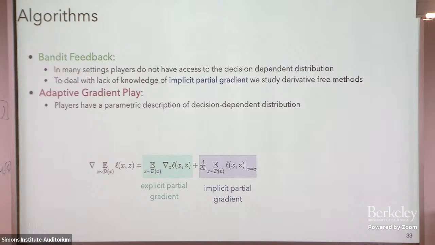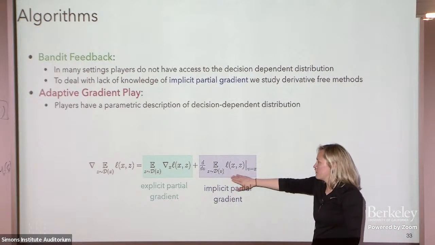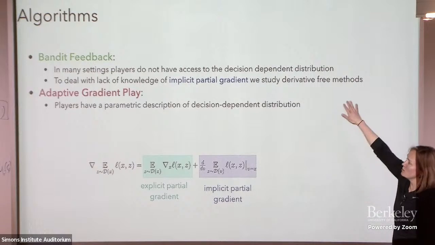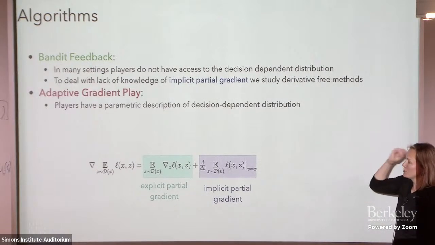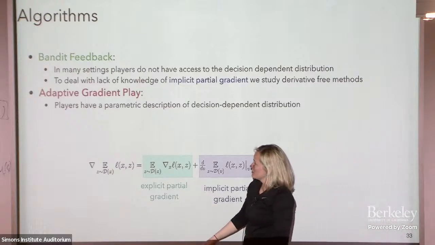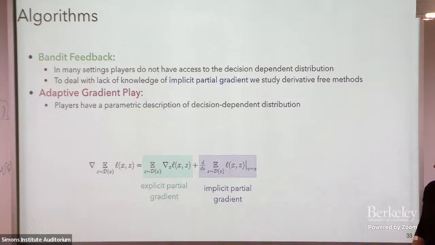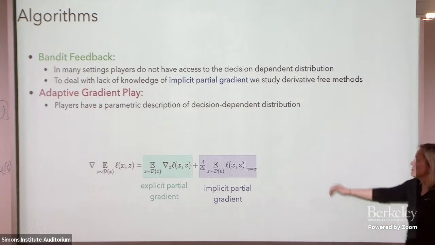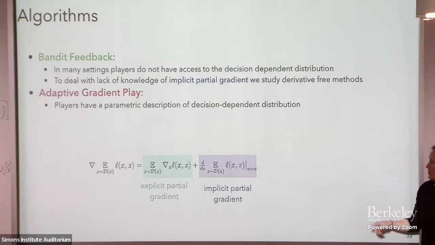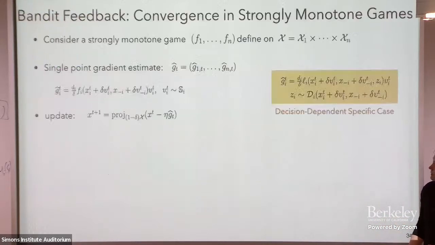Okay, so we're going to talk about two algorithms. The first is kind of natural. If you don't have access to this data distribution, but you still want to account for that explicit partial gradient, then we'll look at derivative-free methods, and I'll show when those converge in this case where we have a strongly monotone game. Then we'll look at this setup that's motivated by adaptive control. In particular, players will have a parametric description of this decision-dependent distribution and adaptively estimate that while simultaneously optimizing their individual losses. Okay, so for the bandit feedback setting, I'll talk about this in the context of general strongly monotone games, because we actually have improved the known rate for those games.